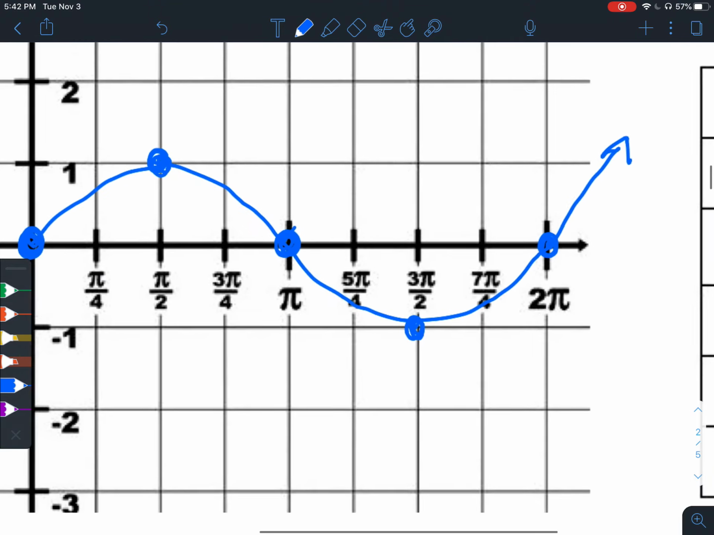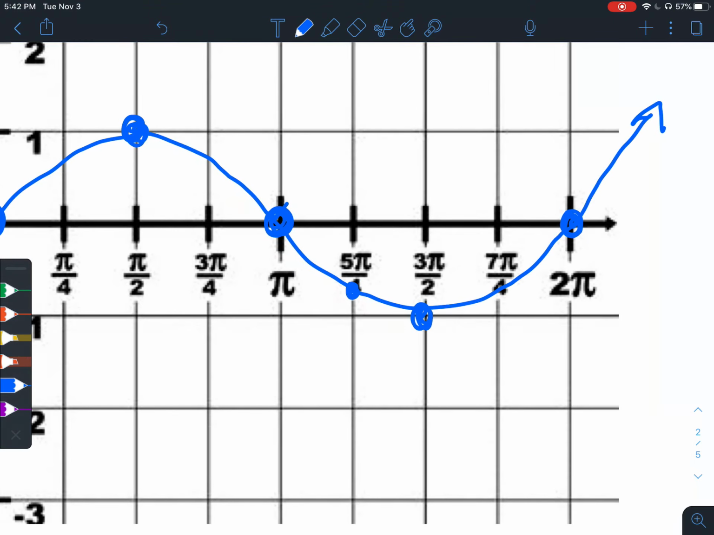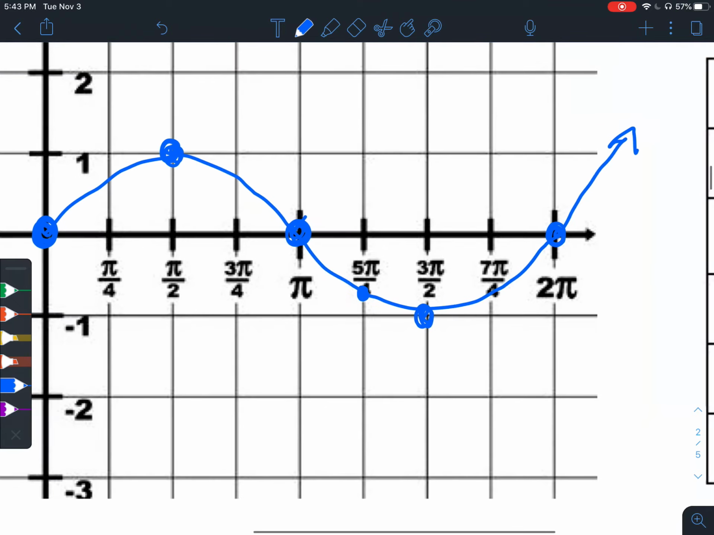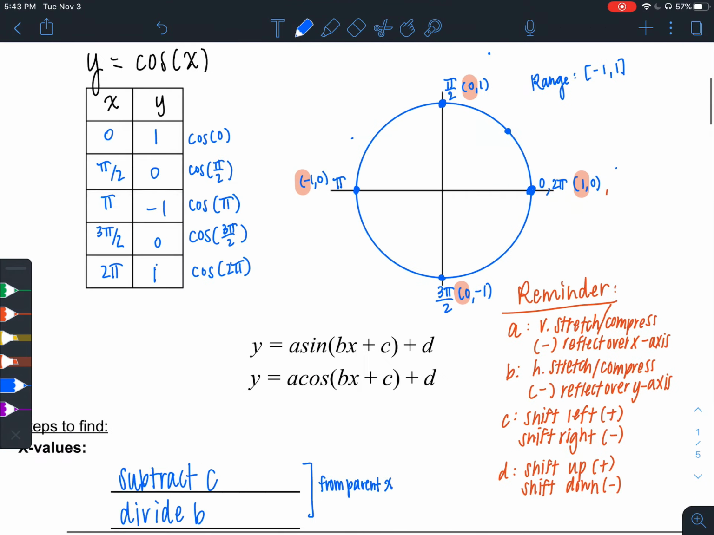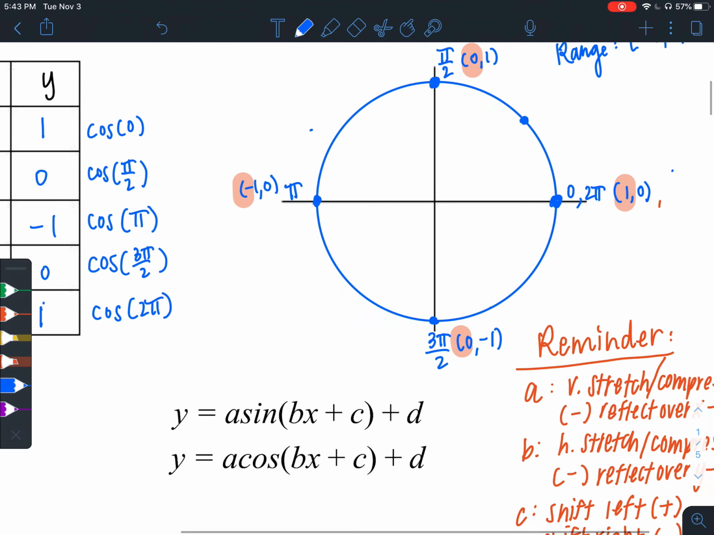So let's talk about 5 pi over 4. Let's look at our unit circle first. So 5 pi over 4, that is 1, 2, 3, 4. 5 pi over 4 is right here. And so this is the point negative radical 2 over 2, negative radical 2 over 2.